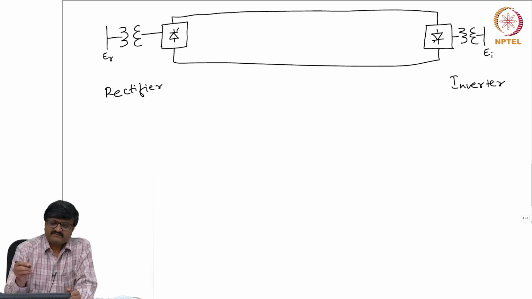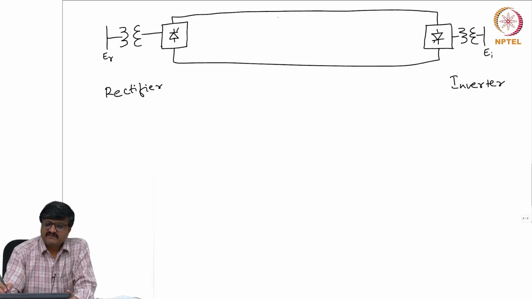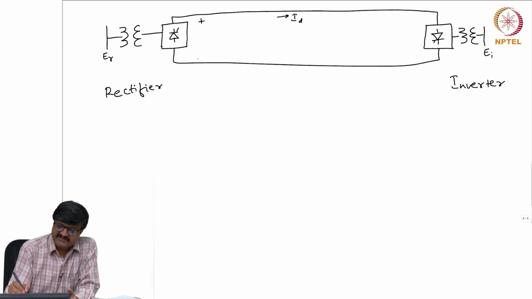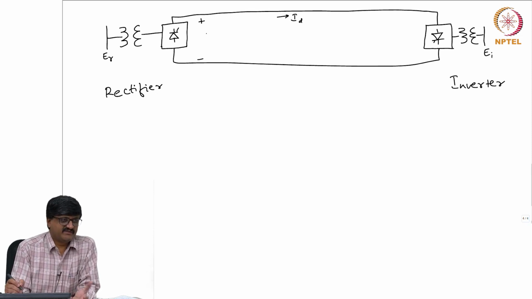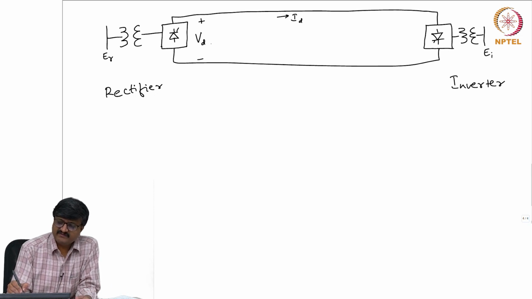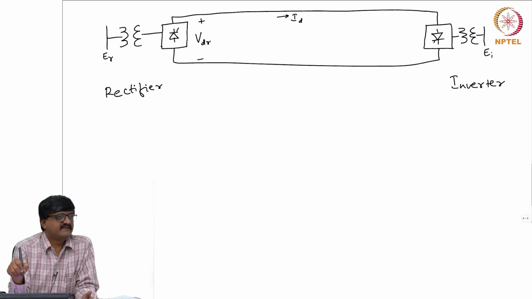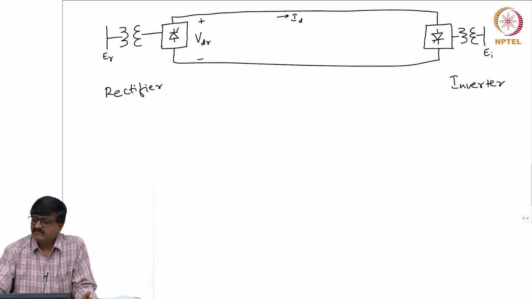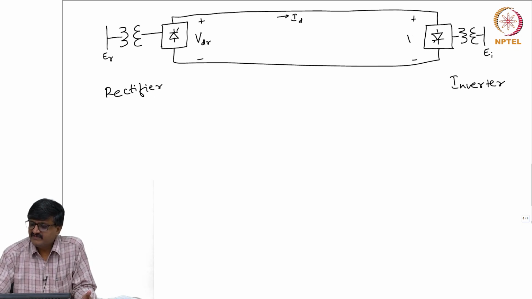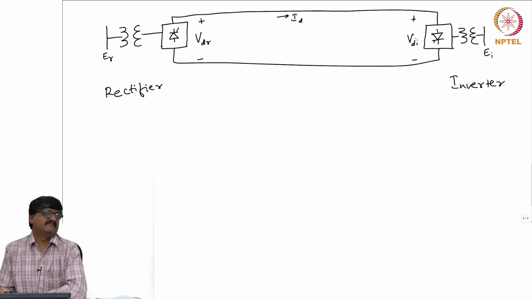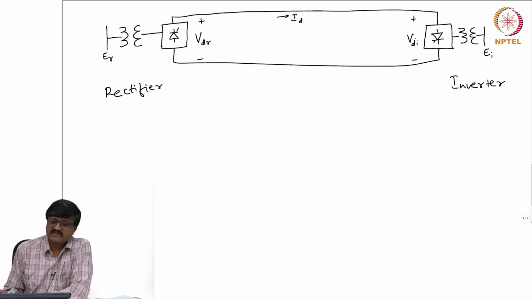Then of course, the current here is ID. Suppose I call the voltage between the two conductors, so in the case of bipolar it is two conductors, in the case of monopolar it is conductor and ground, in the case of homopolar it is any of the conductor and ground. Okay. Suppose this voltage is say Vd, I add one more subscript R to mean that it is the rectifier voltage, and suppose the voltage here is Vdi. Okay.